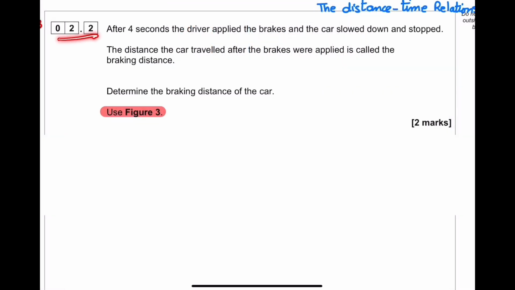Two point two is an AO3 question, and this question is again from the topic of the distance time relationship. After 4 seconds, the driver applied the brakes and the car slowed down and stopped. The distance the car traveled after the brakes are applied is called the braking distance. Determine the braking distance of the car. Use figure number 3. We need to use figure number 3 after 4 seconds.